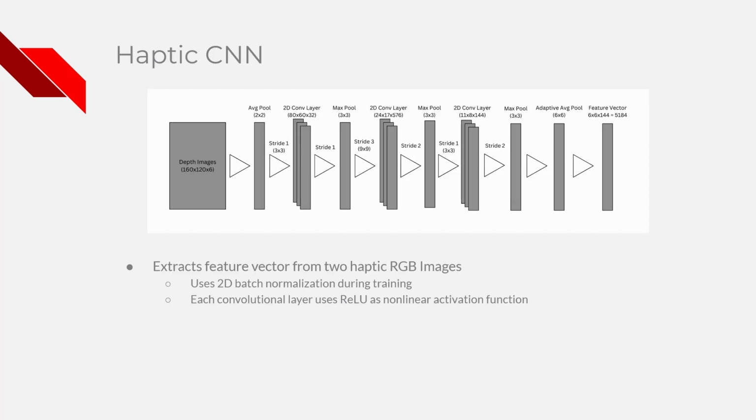Model. Haptic convolutional neural network. To extract our haptic features from 2 RGB sensor readings, we use a convolutional neural network with 3 convolutional layers, each of which is followed by a max pooling layer. Finally, we apply adaptive average pooling before flattening our feature vector, which is then processed by the grasp quality classifier described later. Each layer uses ReLU as a nonlinear activation function, and we apply 2D batch normalization during training.